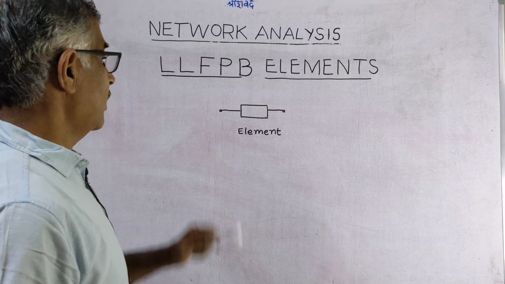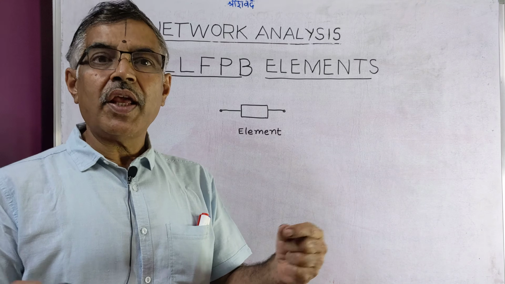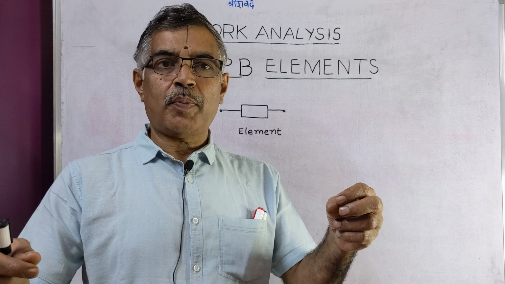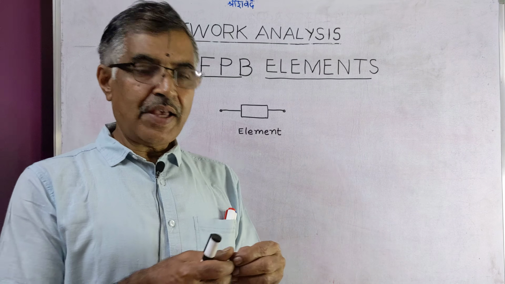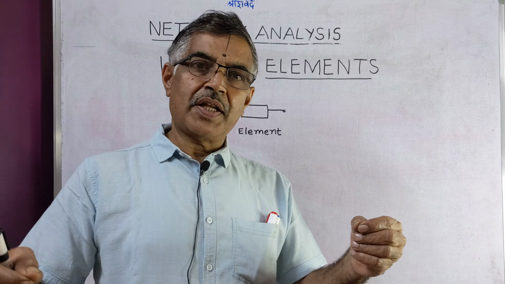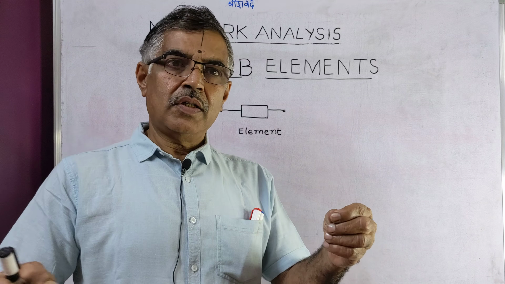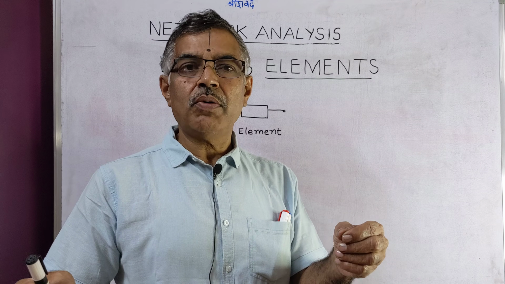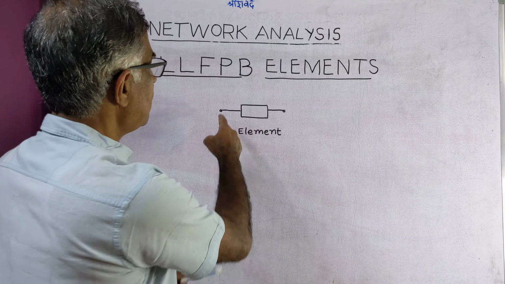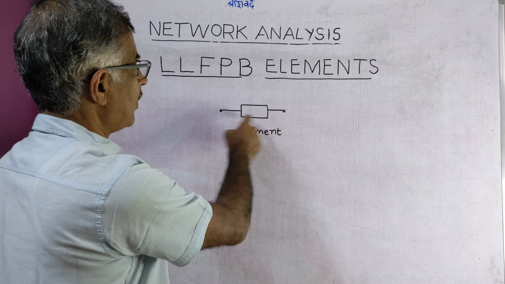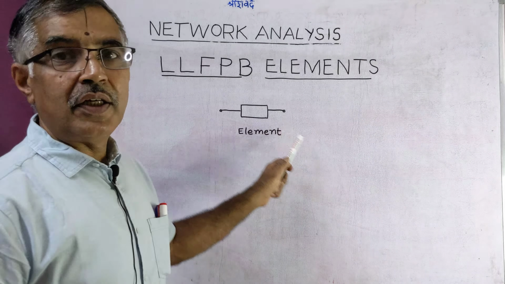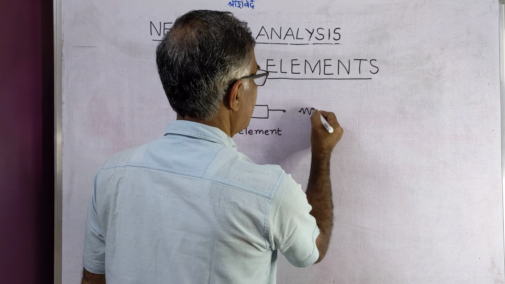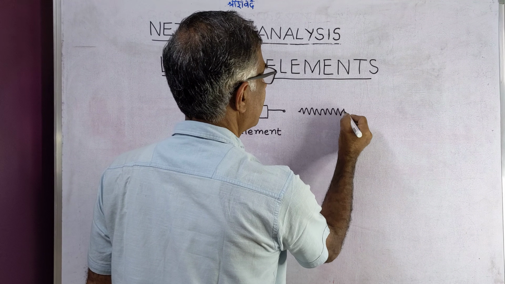First, lumped. For example, if you take a wire, as we know, resistance is proportional to length. As length extends, resistance is also going to increase. Therefore, if this is an element, supposed to be a wire, and these two are terminals, how do we represent resistance? So resistance is to be represented like this.